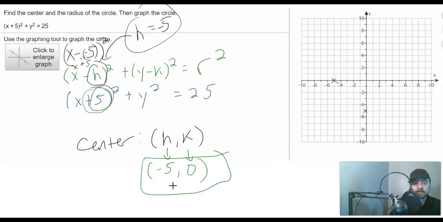This is on the x-axis, right? The x coordinate's negative 5, the y coordinate's 0. So that mark should go on the x-axis. Right? What about the radius? What is the radius here?